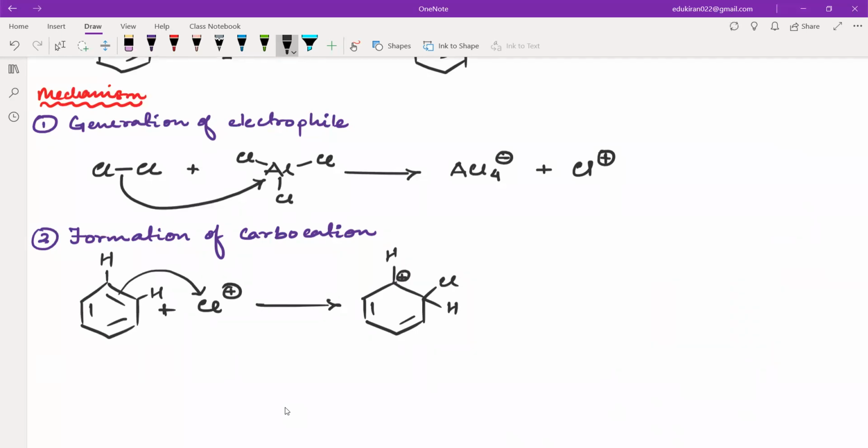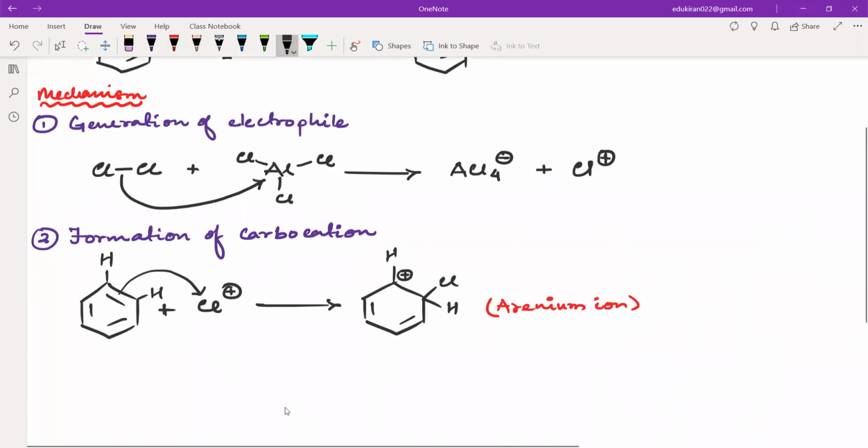Is this clear? Yes or no? Please tell me. Is this clear? Yes or no? Yes, sir. Formation of carbocation. This carbocation, what is the name of this carbocation? Arenium ion. This is known as arenium ion.